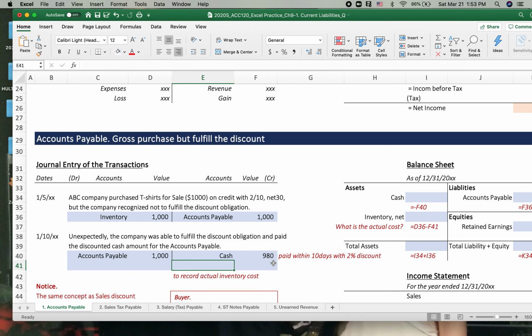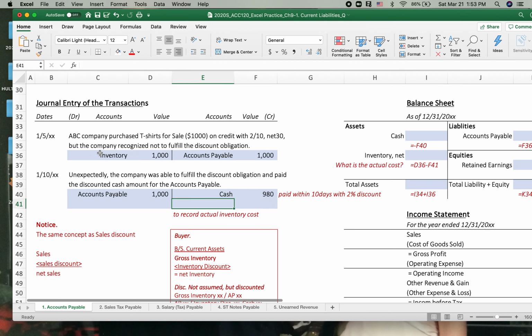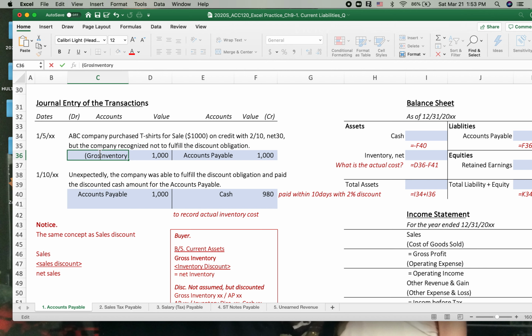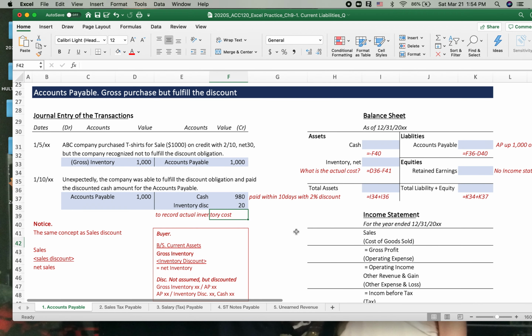So what account do we need? We start from this inventory as gross, because we didn't assume that we pay within 10 days. We start from gross, and then we can use this inventory discount account. This inventory discount account is a contra account that reduces the inventory asset value. That's why we record it on the credit side. So $20.